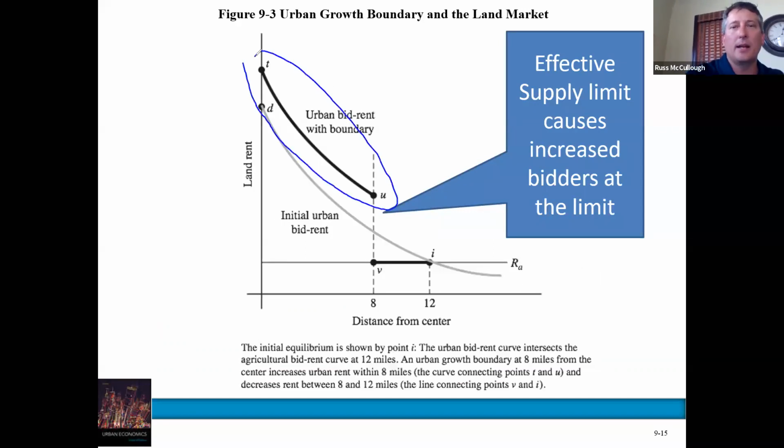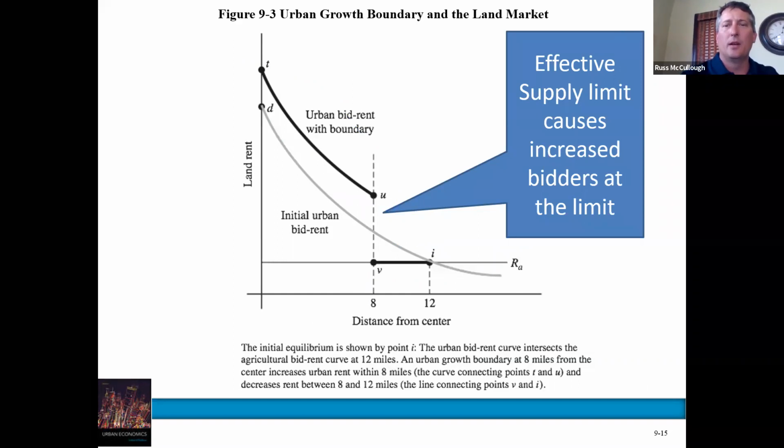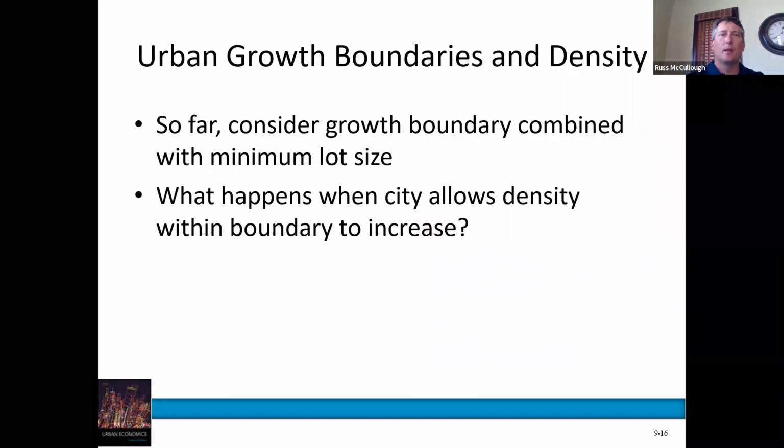It comes down and then all of a sudden, whoop, it drops down to here, right? So that is the new bid rent function. By law, it's flat right there. It's flat and equal to ag uses. And so that would be what's going on if we try to restrict growth.